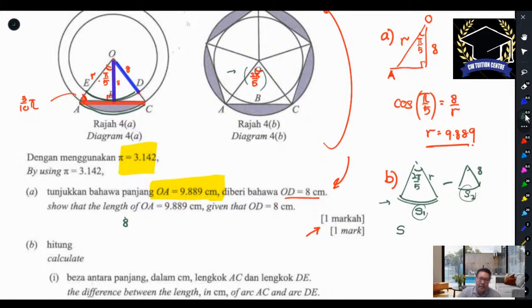S1 is R theta. R is 9.889. Theta is 2 pi over 5. Isn't it easy? Just use this one minus this one and times the angle. So I will use 9.889 minus 8, then times 2 over 5 times 3.142. Okay, so I will get 2.374 cm.